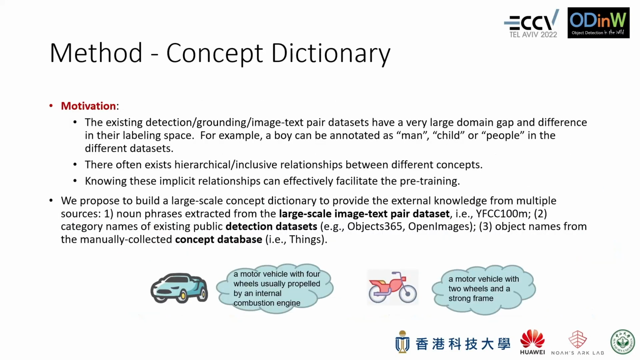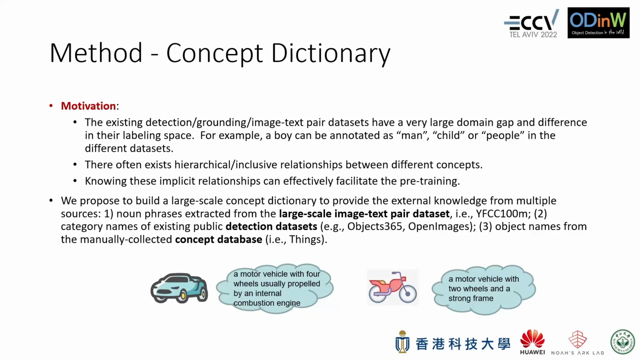For the concept dictionary part, we think that the existing detection, grounding, and image-text pair datasets have a very large domain gap and differences in their labeling space. For example, a boy can be annotated as man, child, or people in the different datasets. There often exist hierarchical, inclusive relationships between different concepts. Knowing these implicit relationships can effectively facilitate the pre-training.